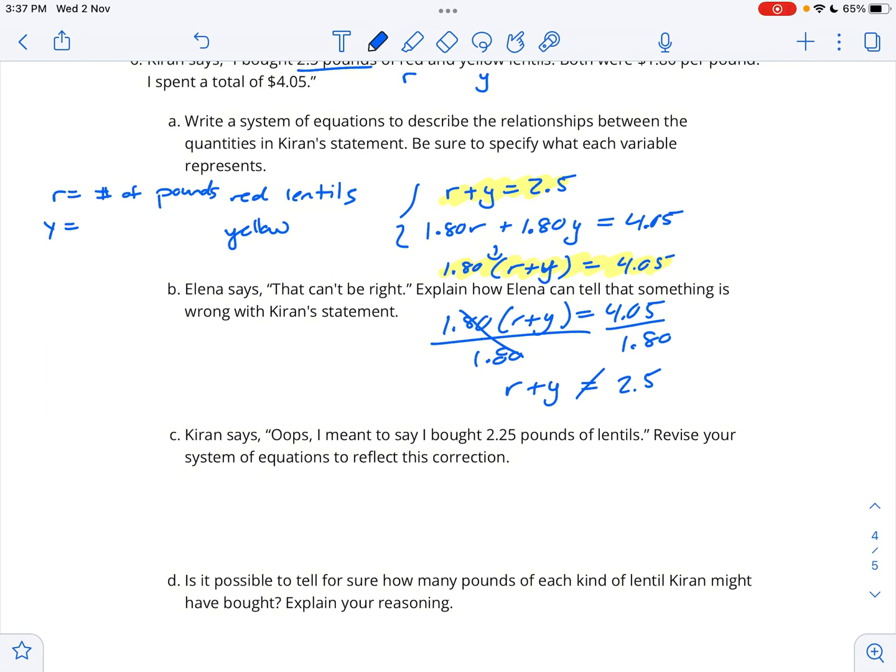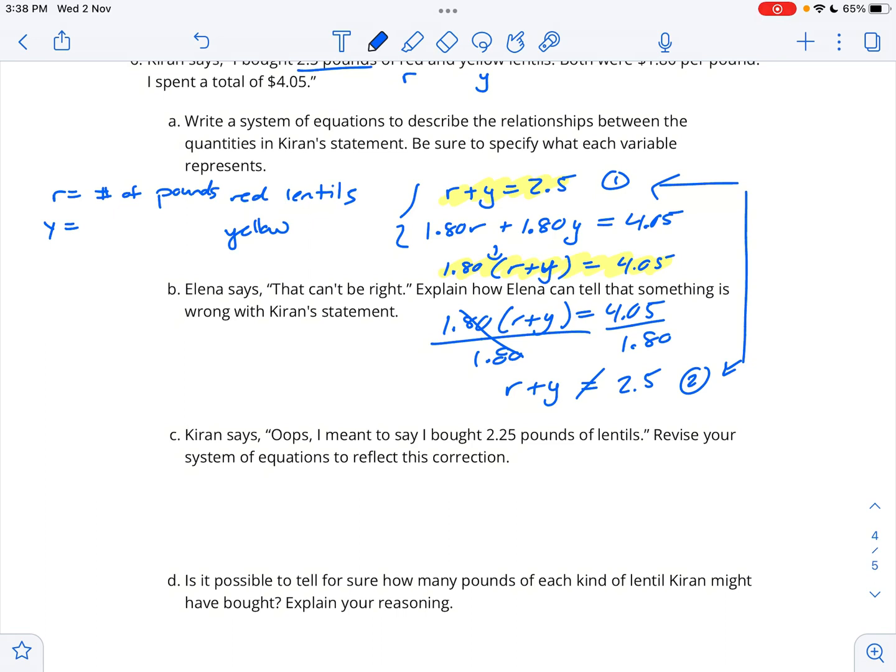So you have this first equation where it says r plus y is equal to 2.5. That second equation is going to be r plus y equals something other than 2.5. Okay? And those two statements can't both be true. Like, r plus y can't equal 2.5 and at the same time not equal 2.5. So that's how we know that something is wrong with Kieran's original statement.